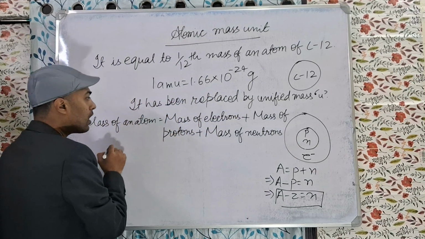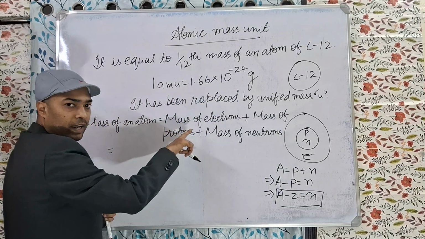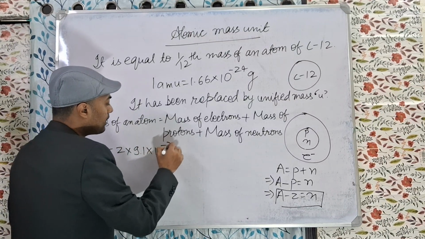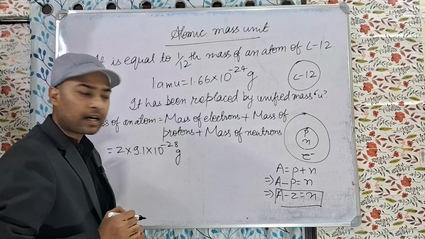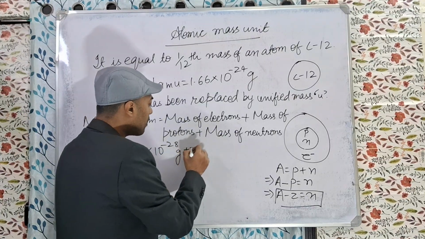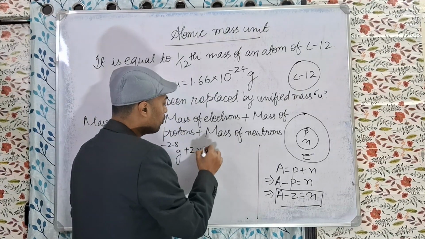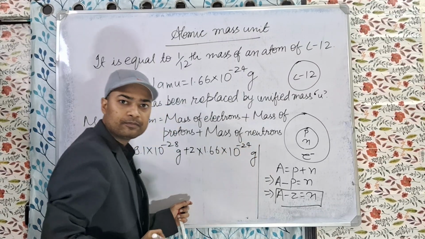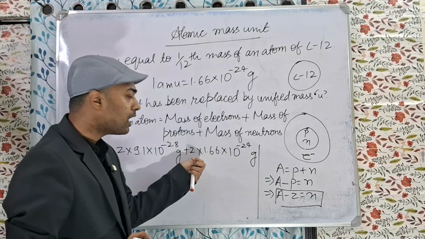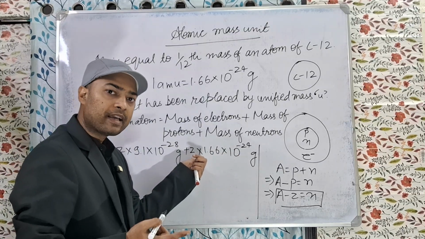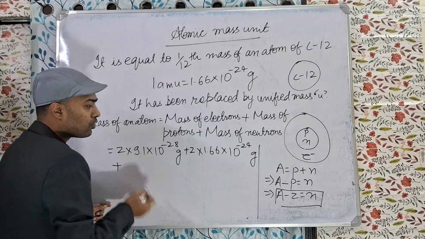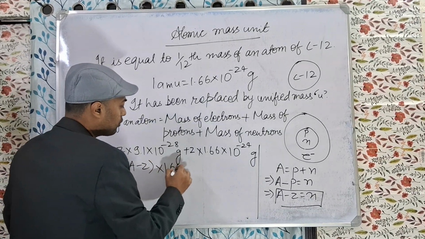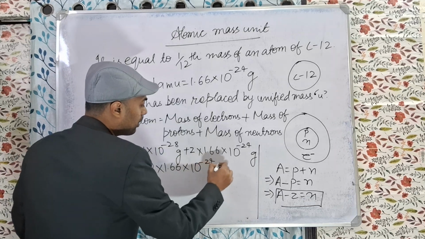So the mass of electrons, given the number of electrons is Z, will be Z into 9.1 into 10 to the power of minus 28 grams, correct? And the mass of protons will be Z into 1.66 into 10 to the power of minus 24 grams. This is the mass of protons, and Z is the number of protons present in any atom. And the mass of neutrons will be equal to A minus Z into 1.66 into 10 to the power of minus 24 grams.